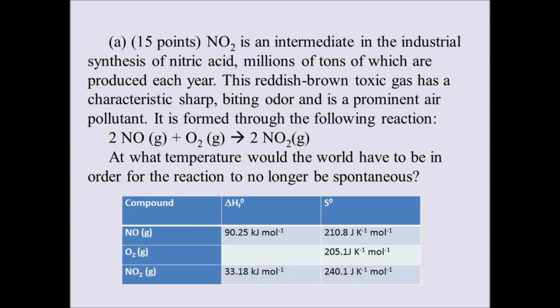Now let's consider NO2, which is reddish-brown poison. It's formed through the reaction of NO with oxygen. And we want to know at what temperature we would have to have our system or our world be for this reaction that forms reddish-brown poison to no longer be spontaneous, which would be kind of nice.